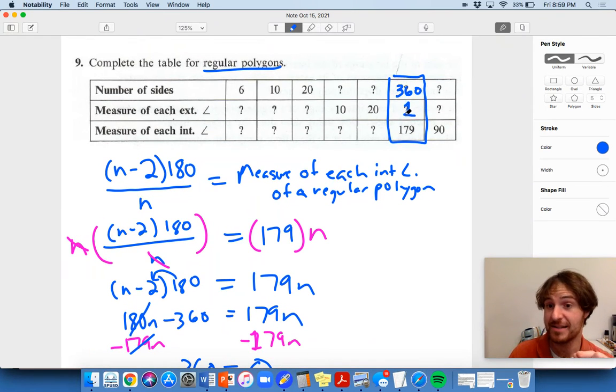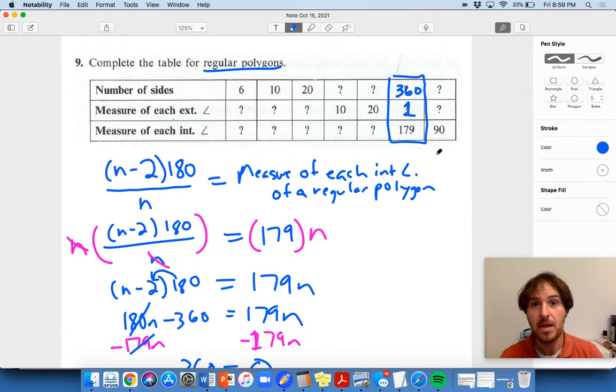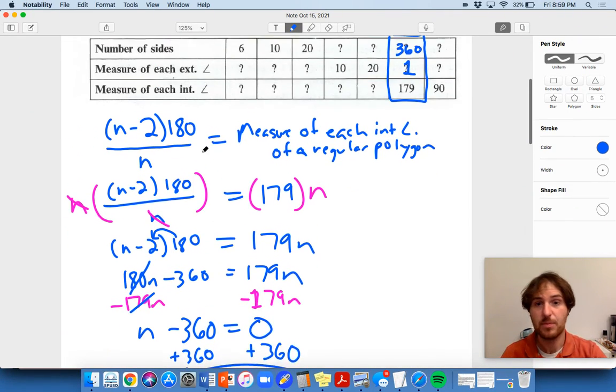And that answer makes sense because 179 plus 1 is 180. An interior angle and an exterior angle, where we would just extend one side, those two together would have to add to 180 degrees. So this is the way that people typically want to do it.